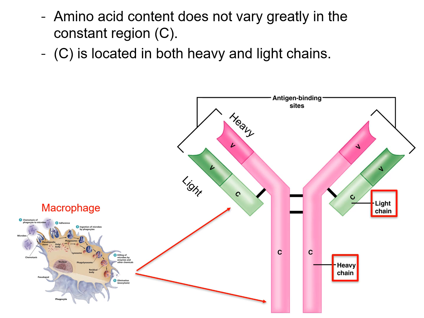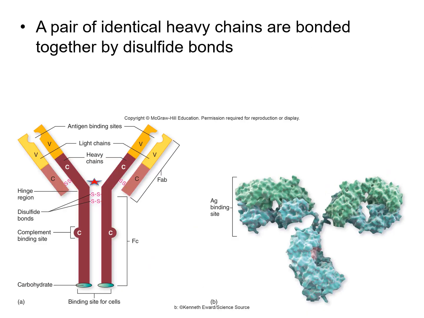The amino acid content does not vary in the constant region. So light green for the light chain doesn't change. Light pink for the heavy chain doesn't change. A pair of identical heavy chains are bonded together by disulfide bonds. So if you look at the heavy chains, they're in dark brown here. You see two disulfide bonds holding them together.